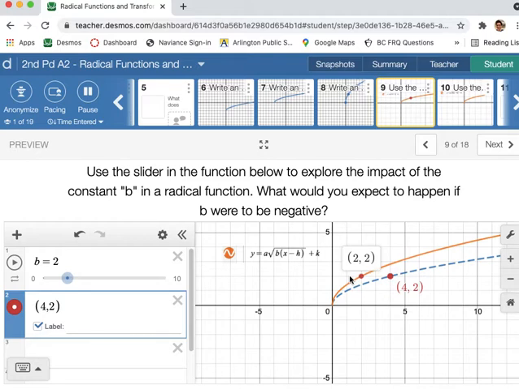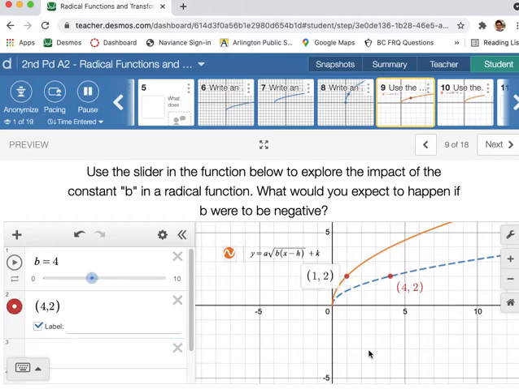It got cut exactly in half. So if the b is 2, the x value got cut in half. If the b was 4, now you can see the x value is 1.